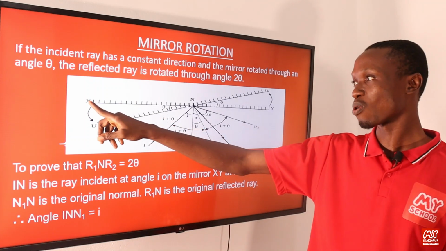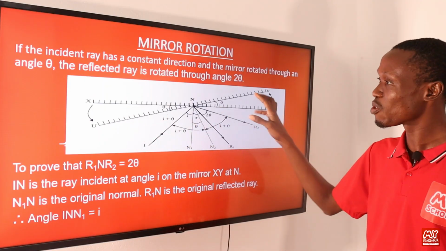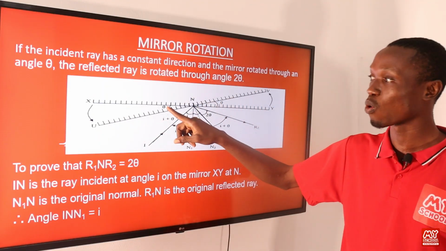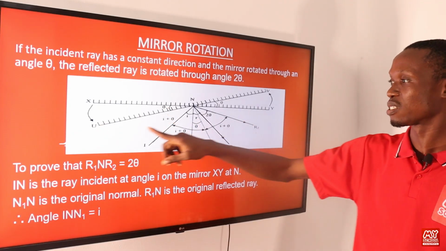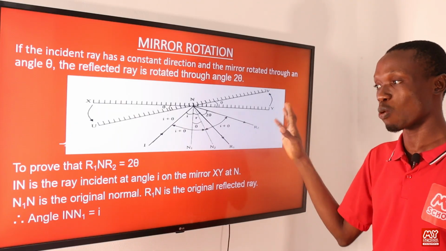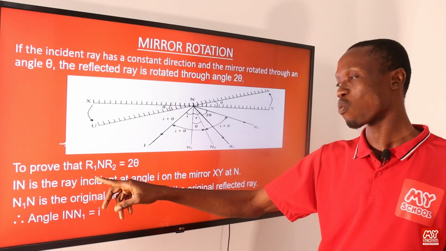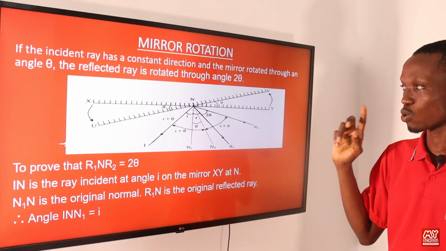This diagram is just a depiction of what I was trying to say. This is the mirror SY, this is the initial position of the mirror XY, then the mirror is now rotated at an angle theta. So we now have a new direction which is UV. Basically here we just want to prove that the angle between arrow 1 and arrow 2 is equal to 2 theta.